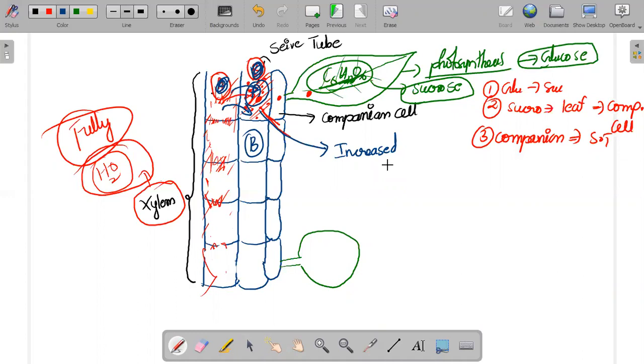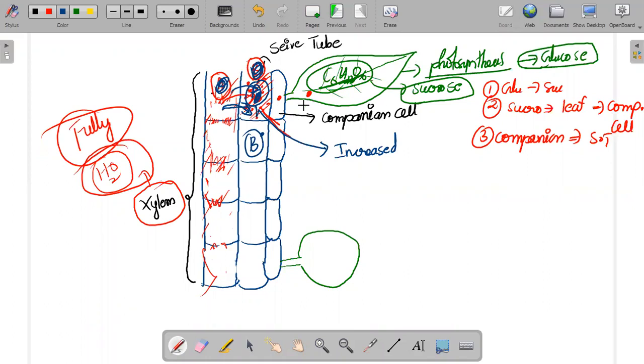Now, as a heavy amount of water flowed from this cell to this cell, when you compare this cell and this cell, which cell will have higher water potential and which will have lower? If I use the word water potential, you will get confused, so I will use the normal term, water concentration. Which cell will have higher water concentration? Which cell will have lower water concentration?